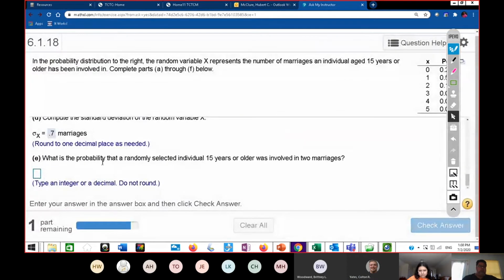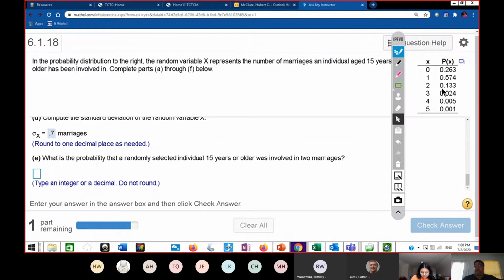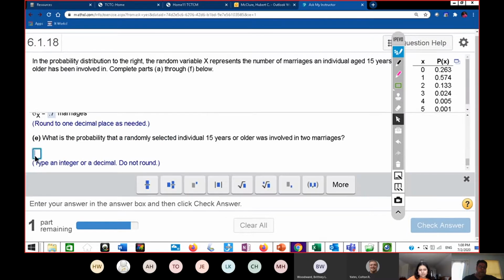Okay, what is the probability that a randomly selected individual was involved in 2 marriages? We'll go up here. 2 marriages is point what? 133? They just ask you if you can read the graph.